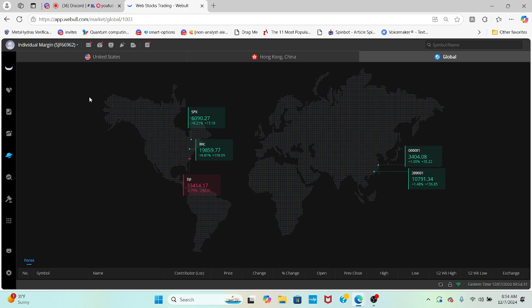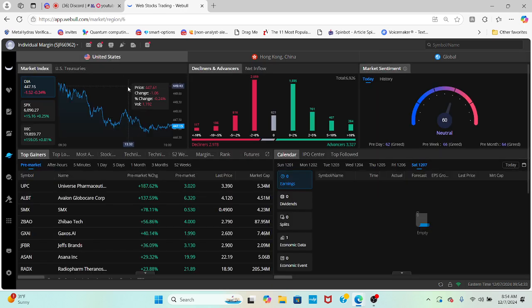But for me, specifically and personally, I'm looking at our United States section because I'm trading United States stocks. I don't mess with China stocks. I mess with United States stocks. Let's clarify that for those of you who are new to trading and don't understand. You are going for the United States stocks, especially if you're trading with me.